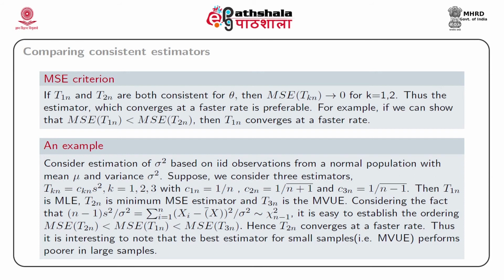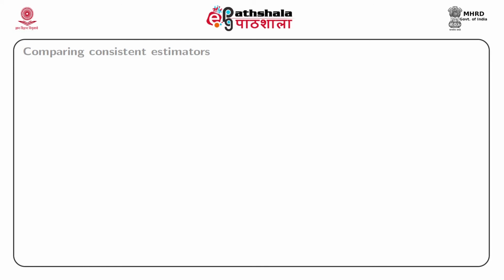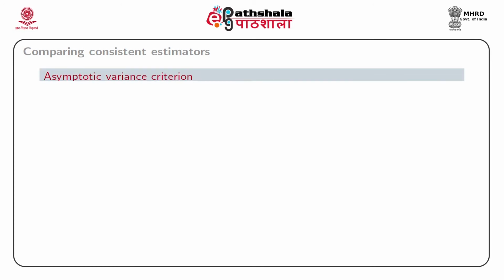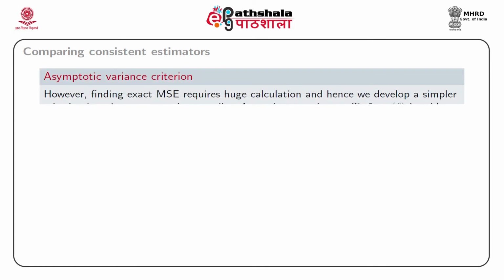Thus, it is interesting to note at this point that the best estimator for small samples, that is, best meaning minimum variance unbiased estimator, performs poorer in large samples. So next we consider another criterion for comparing estimators, that is the asymptotic variance criterion.